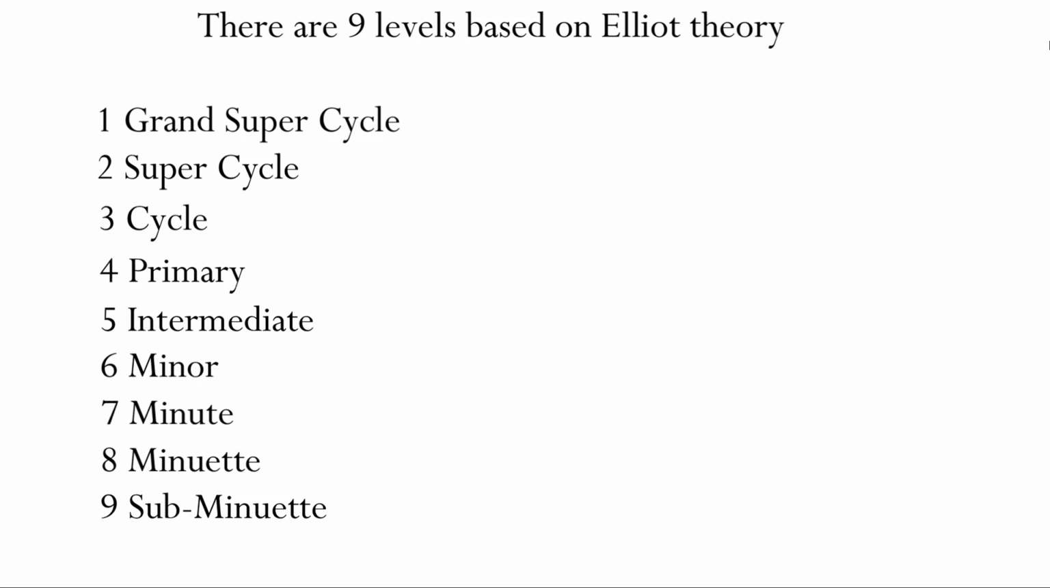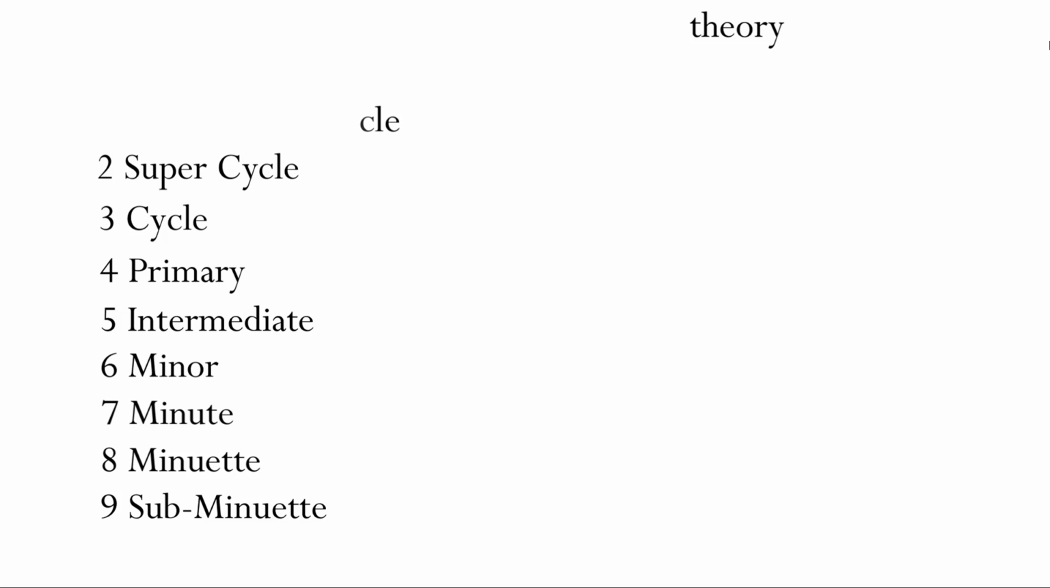Number 4, primary, a few months to a couple of years. Number 5, intermediate, weeks to months. Number 6, minor, weeks. Number 7, minuette, days. Number 8, minute, hours. Number 9, sub-minute, minutes. A grand supercycle made up of cycle waves, made up of primary waves, made up of intermediate waves, made up of minor waves, made up of minute waves, made up of minuettes, made up of sub-minute waves.